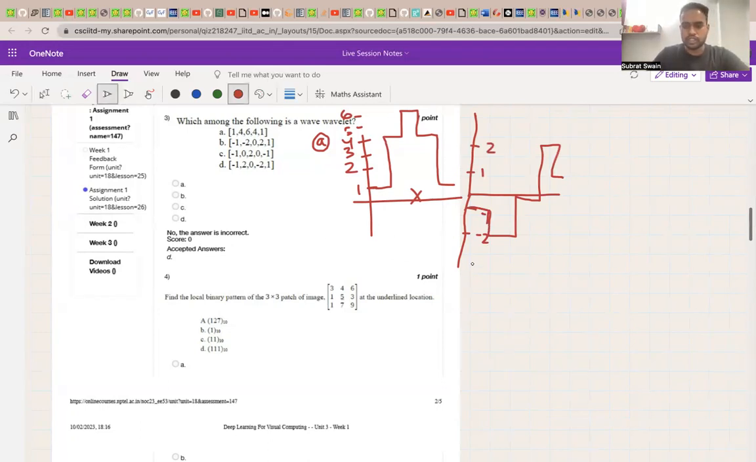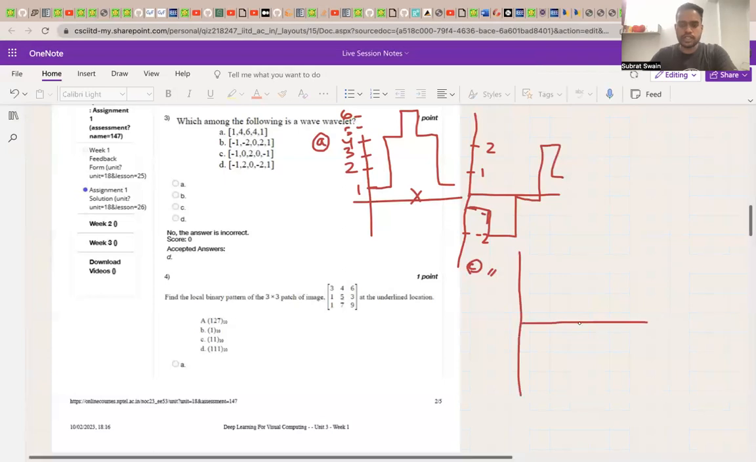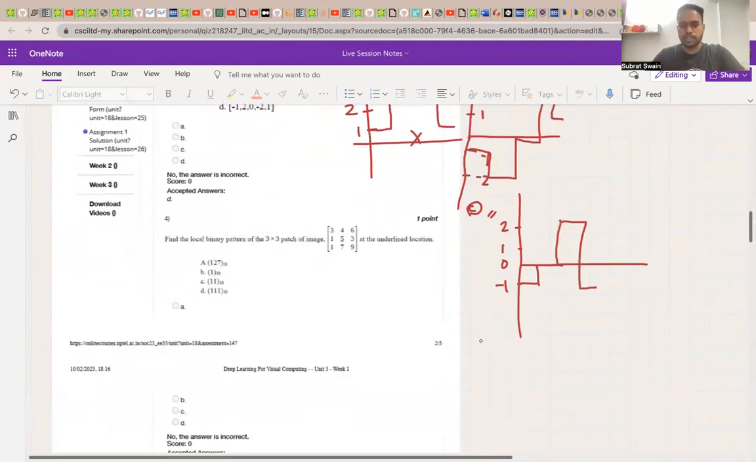Then option C. Just plot it and see. It has -1, 1, 2, and this is 0. If you plot option C, it will be -1, 0, 2, and again -1. So this doesn't look like a wavelet. Let's plot the final one, which is the answer, I guess.